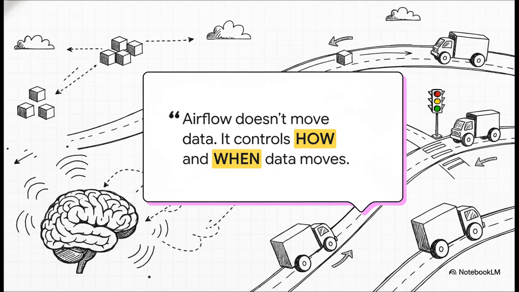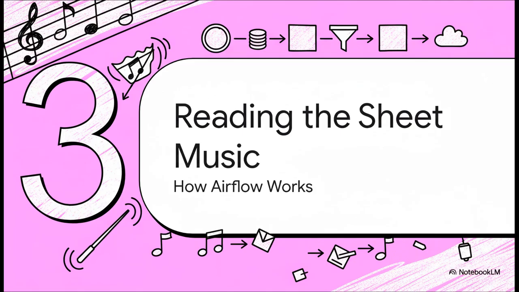Now, if there's one thing to really get about Airflow, it's this. Airflow itself isn't the truck that hauls your data from A to B. Think of it more like the central traffic control system. It's the brain of the operation, telling all the trucks when to leave, which routes to take, and what to do if there's a traffic jam. It's not the muscle, it's the intelligence making sure the whole system works. So, how does this conductor actually work? How does it read the sheet music and tell all the musicians what to do? Let's take a quick look under the hood at the core ideas that make Airflow tick.